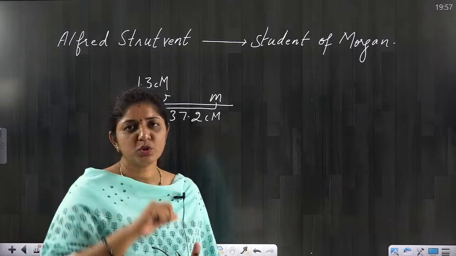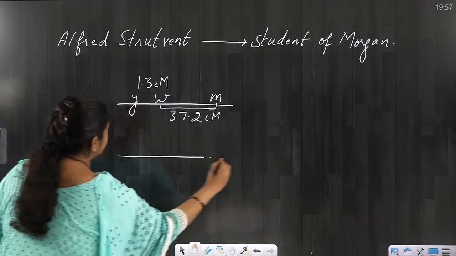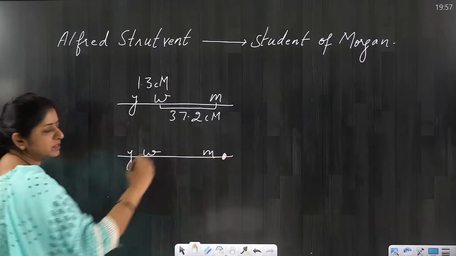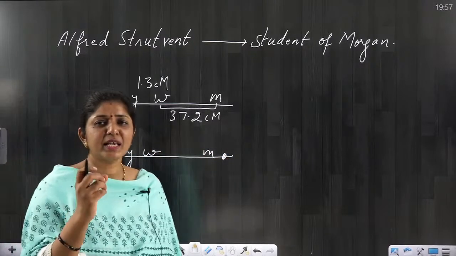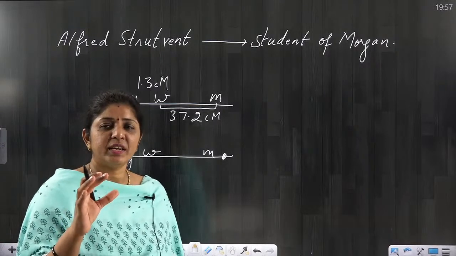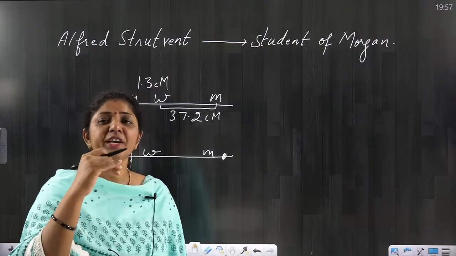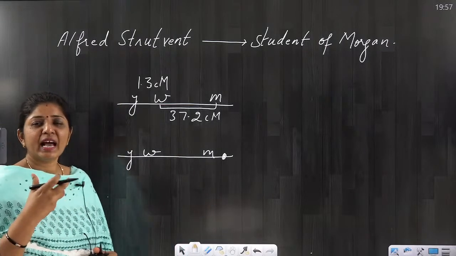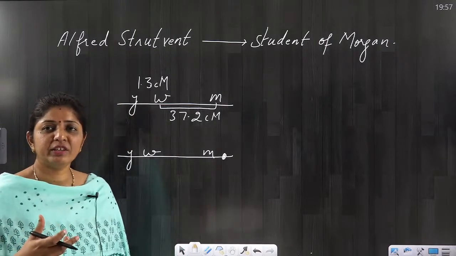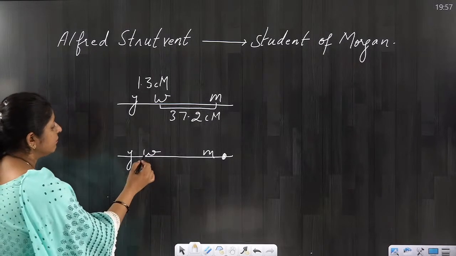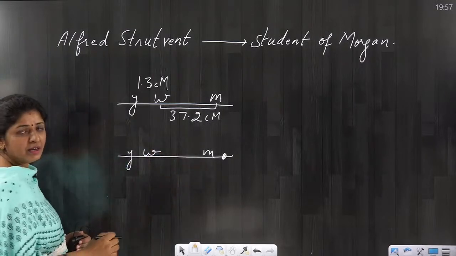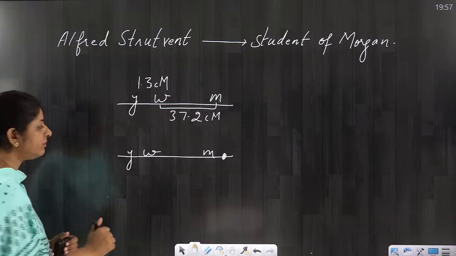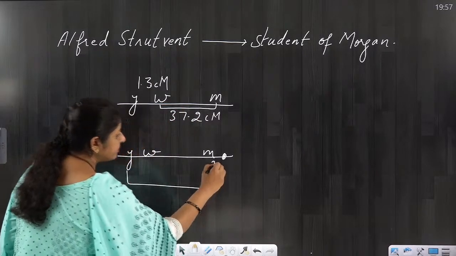On the same chromosome, we are having Y, W, M on X chromosome like this. Now will you please answer me which gene has more recombination percentage? Which gene can have more recombination percentage? Maybe you are thinking W and M because it is having more distance. But no, the answer will be Y and M.